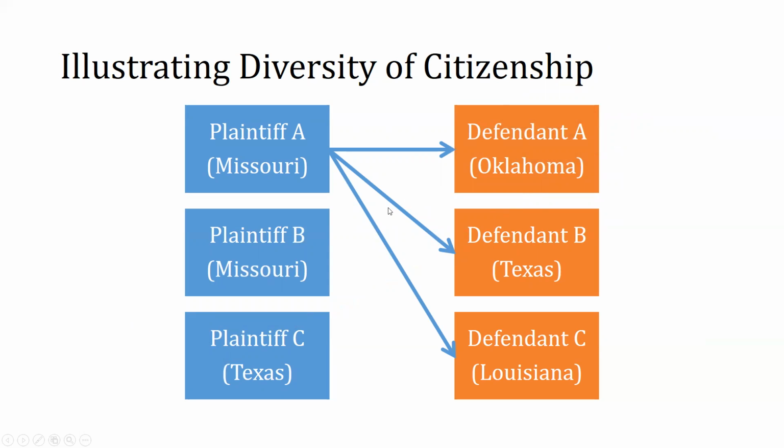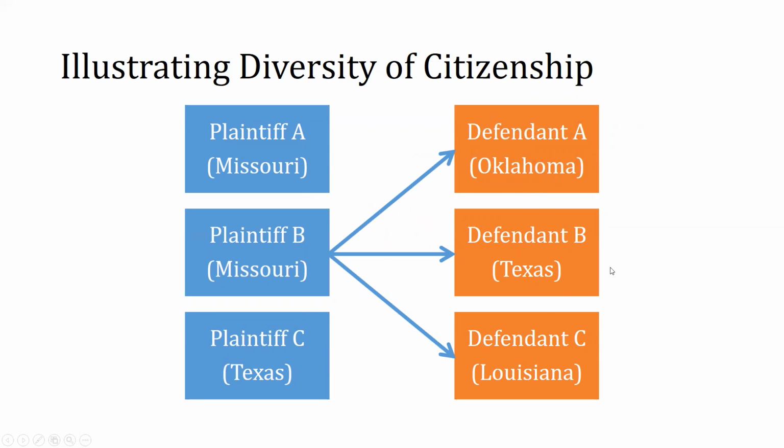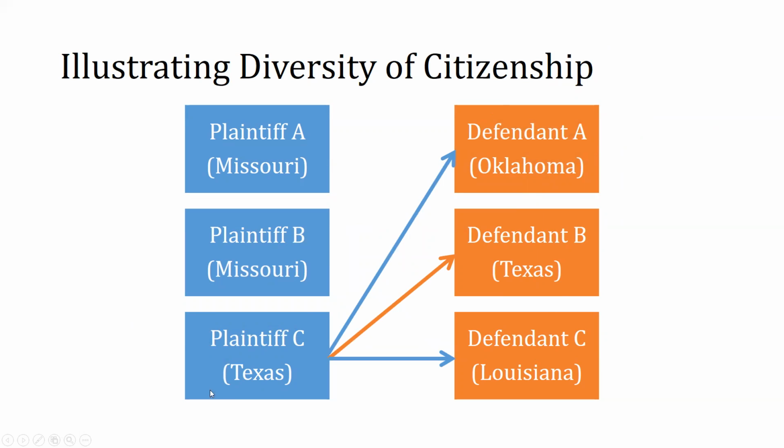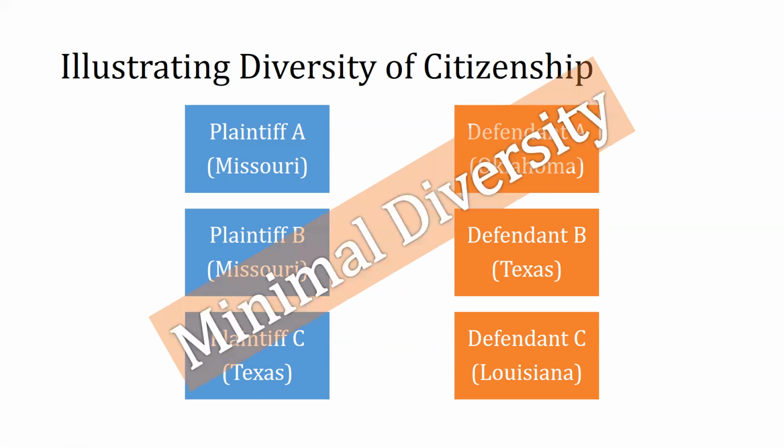Now consider a different situation. Plaintiff A is from Missouri, and defendants are from Oklahoma, Texas, and Louisiana. So far, not bad. Plaintiff B, same story. But plaintiff C is now from Texas, and there is at least one defendant who is also from Texas, which means that there is not complete diversity. However, this does satisfy minimal diversity because there's, for example, one plaintiff from Missouri, another from Texas. One plaintiff from Missouri, another from Oklahoma. One plaintiff from Texas, another from Louisiana, and so on like that. So although there is not complete diversity, there is minimal diversity.